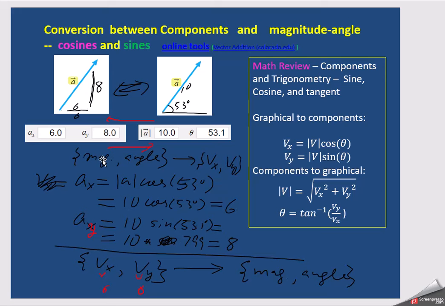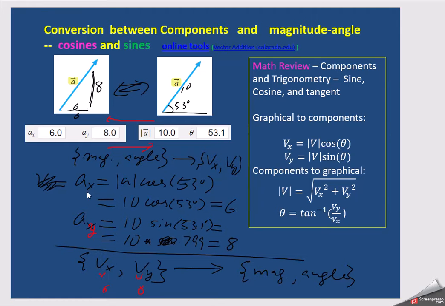So let's see. We went over magnitude and angle to V_x and V_y. That will require you to understand some trigonometry functions and mathematics. I'm sure everyone has taken mathematics and trigonometry. Here's a little review, and if you want to know more, we can make an appointment, or you can go back to your math books.